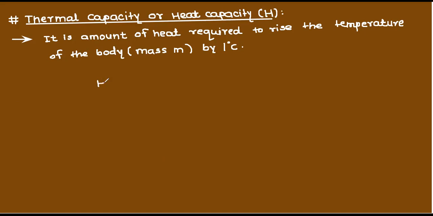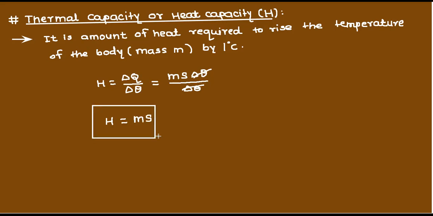So here, if I want to write the formula of this, we can say H is equal to delta Q by delta theta. If I write delta Q as ms delta theta, divided by this delta theta, this delta theta and this delta theta will get cancelled. What I am getting is H is equal to m into S. This is what? Thermal capacity.